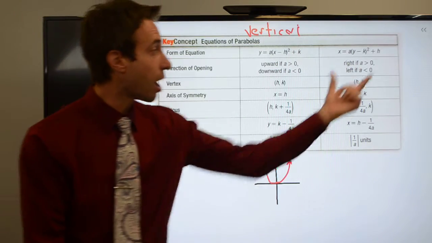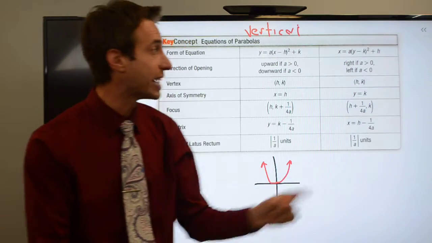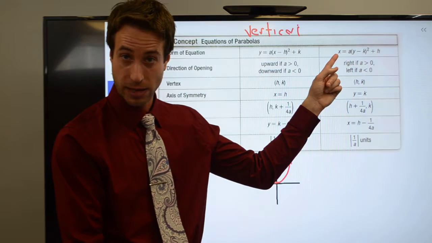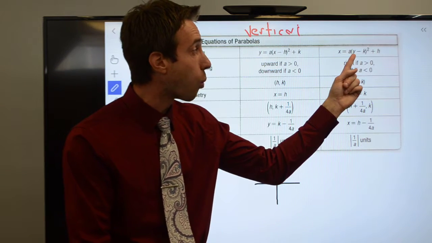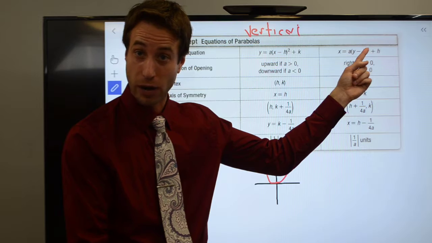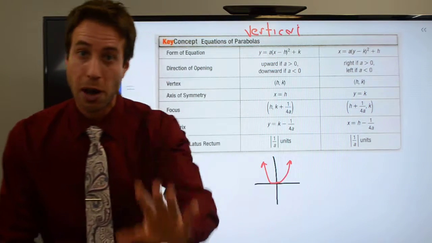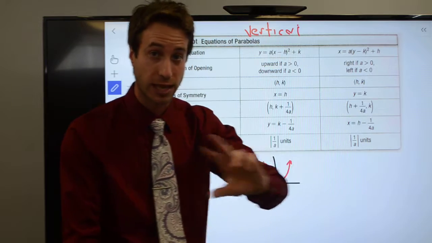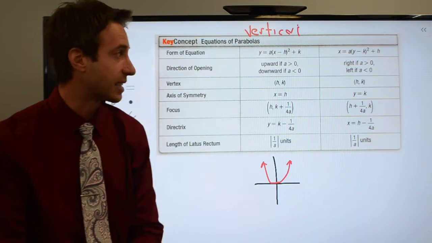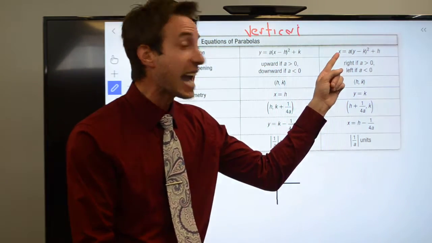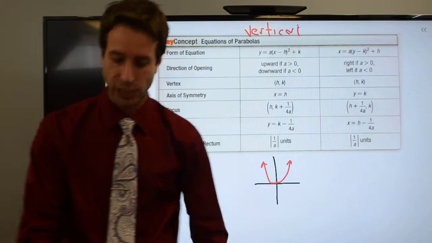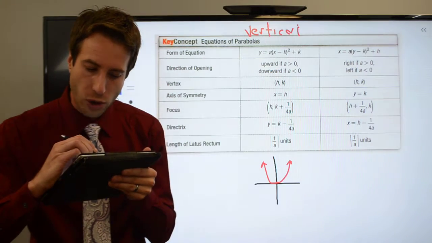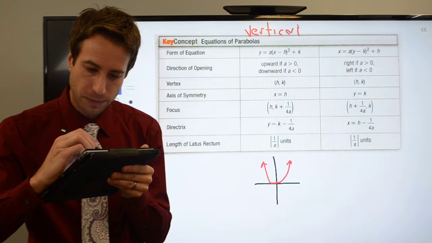The other column, please notice it's switched. It is now x equals, and it is the y that is being squared. Also, please note that k is now inside the parentheses and h is on the outside. That's really important, but we'll get to that in an example problem. This means if it's x equals a y squared, this is going to be a horizontal parabola.